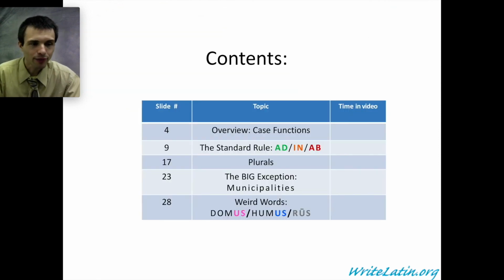All right, so now you're a master or mistress of Latin place constructions. Hopefully you'll be good to go for chapter 6 and the rest of the book in doing these things.